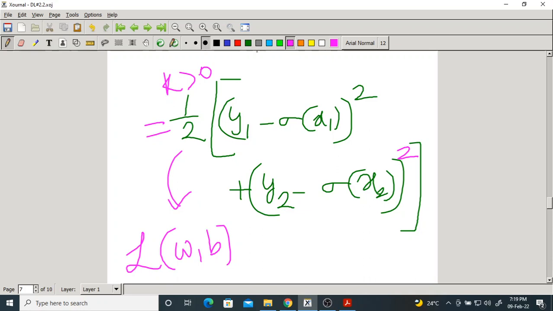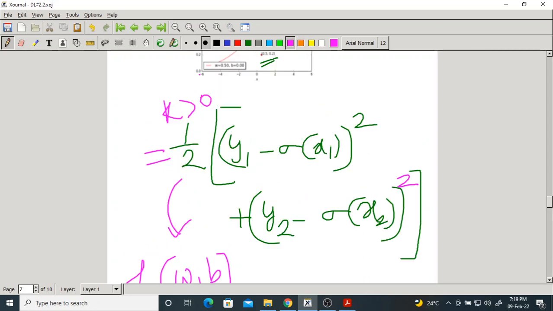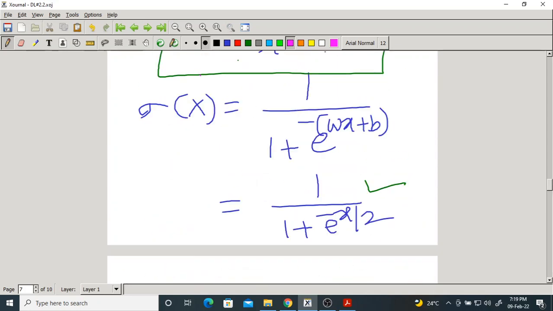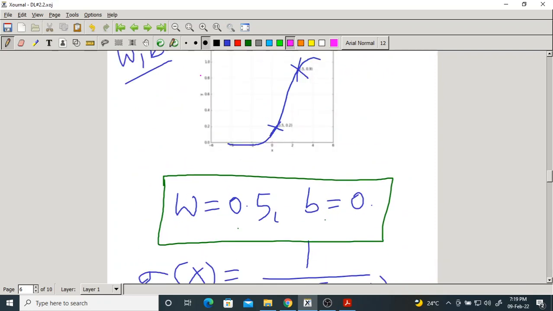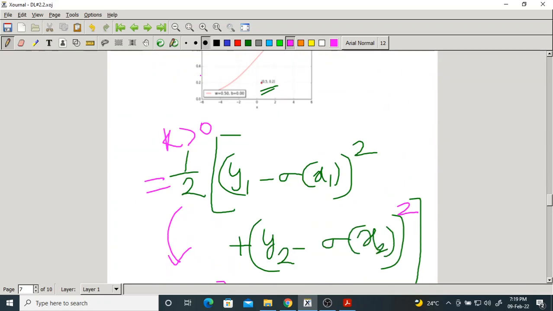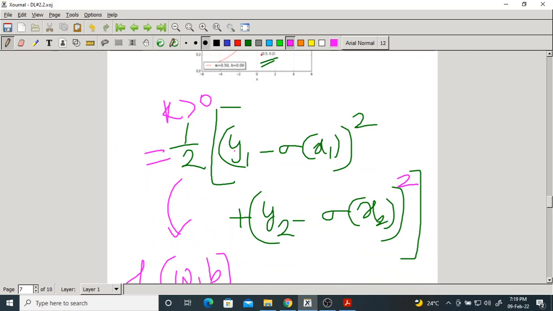But why am I writing 1 by 2? Generally, to find the minimum or maximum of any function, we do differentiation. If you do differentiation, what will happen here? 2 comes here, 1 by 2, they will cancel out, right? So for that convenience, we are writing 1 by 2. You can write any number here which is always positive, any k which is positive. It doesn't make any difference.